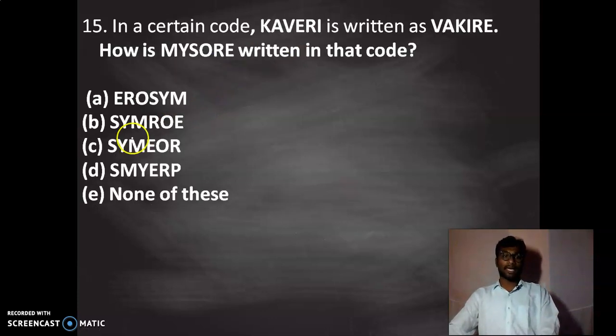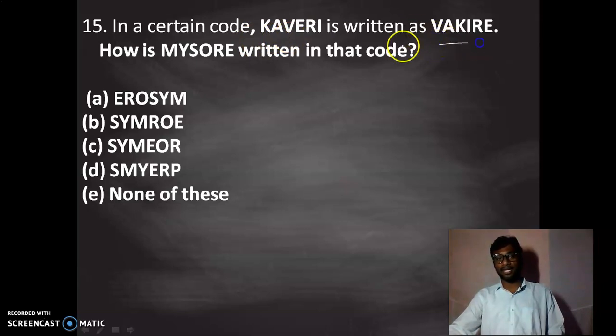In the same way, you just solve: Kaveri is written as Vakiri. In the same code, how will Mysore be written? So, solve the answer and please comment the answer.